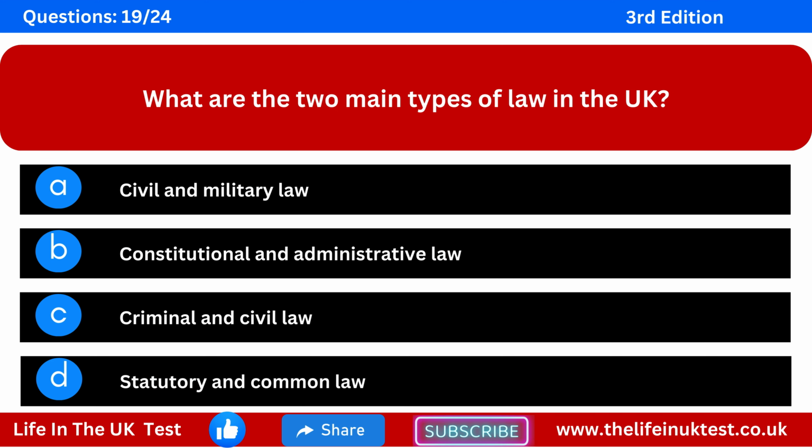What are the two main types of law in the UK? Option A: civil and military law. Option B: constitutional and administrative law. Option C: criminal and civil law. Option D: statutory and common law.